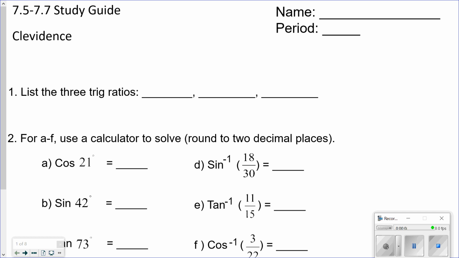Remember, if you are a remote learner, you're still expected to take your quiz during your scheduled geometry period.